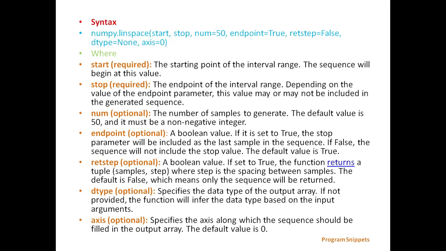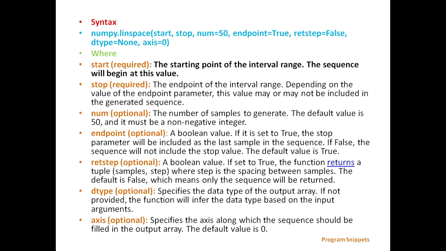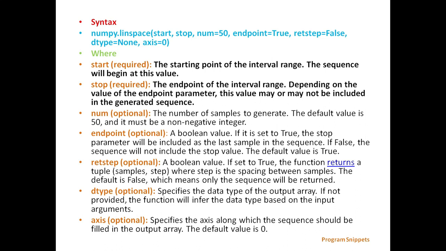The general syntax is numpy.linspace with parameters start, stop, num, endpoint, retstep, dtype and axis, where start is a required parameter which is the starting point of the interval range. The sequence will begin at this value. Stop is also a required parameter which is the end point of the interval range. Depending on the value of the endpoint parameter, this value may or may not be included in the generated sequence.